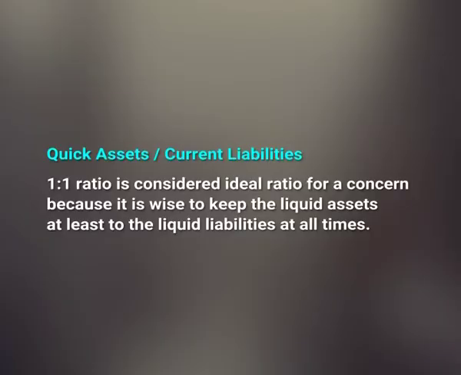It includes cash and bank balances, ready marketable securities, debtors and bills receivable, and short-term loans and advances. Inventories and prepaid expenses are not considered as quick assets. Thus, quick ratio is calculated as quick assets divided by current liabilities. A 1:1 ratio is considered the ideal ratio for a concern because it is wise to keep the liquid assets at least equal to the liquid liabilities at all times.